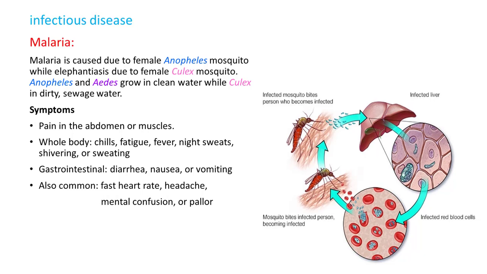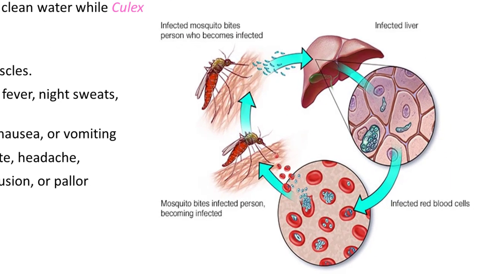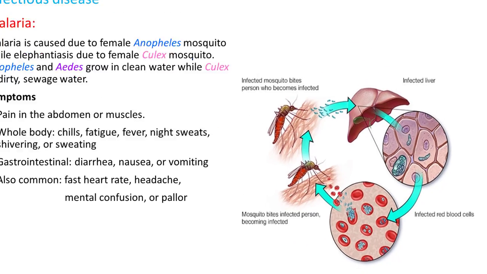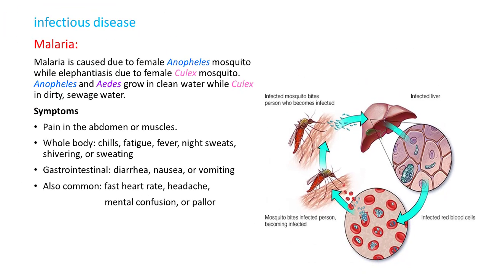The person looks pale. Here in this diagram you can see the infected mosquito bites a person who also becomes infected. Through the saliva of the infected mosquito, the germs enter the body and grow inside the liver, and then spread into the blood cells.